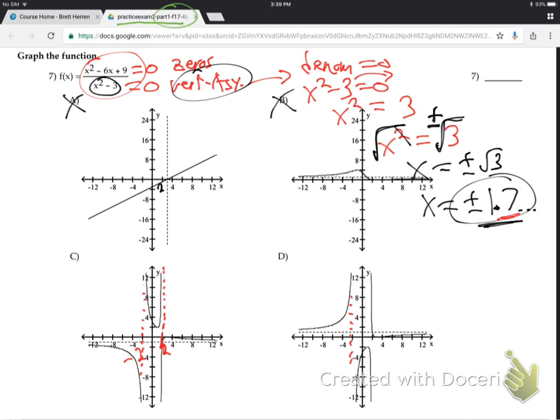Same thing for D. There's a vertical here. I can tell because the graph is hugging it. See how the graph's getting really close to it here and here? There must be a vertical here and here. There must be verticals there. So C and D are still in the running. It's either C or it's D. Those are the only 2 graphs that have the right vertical asymptotes.